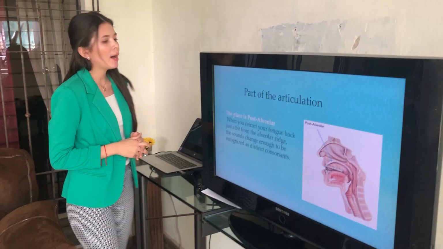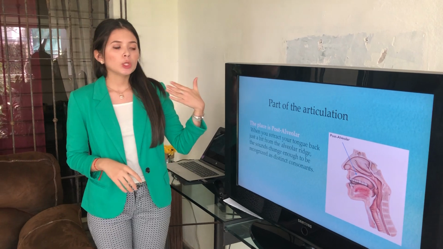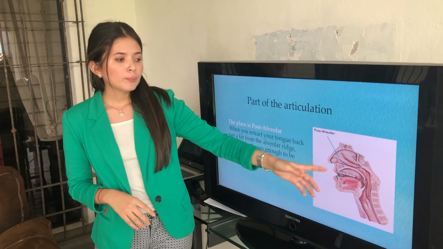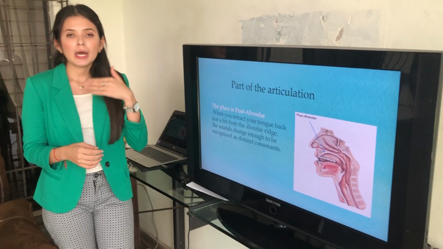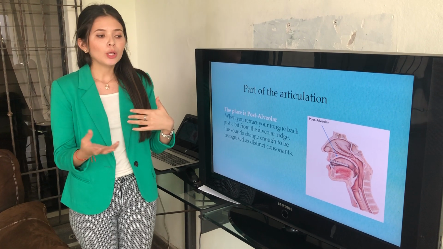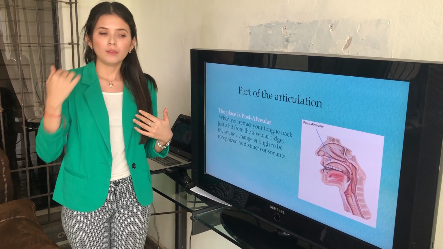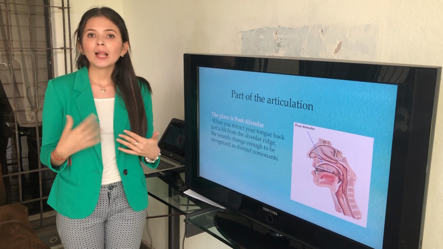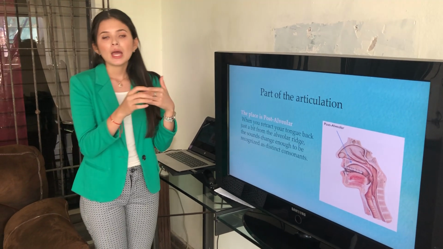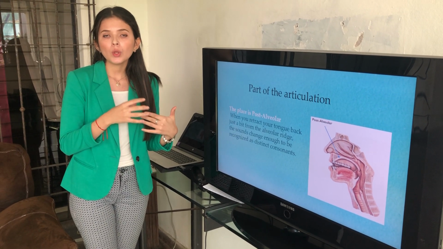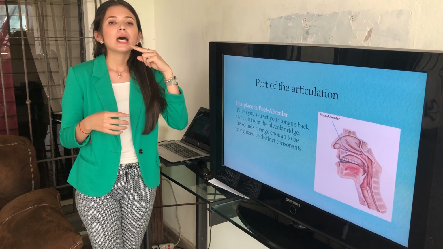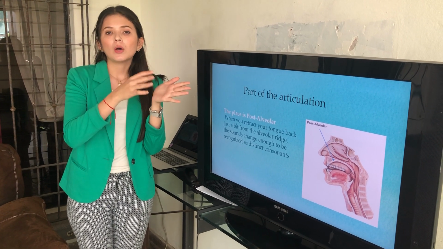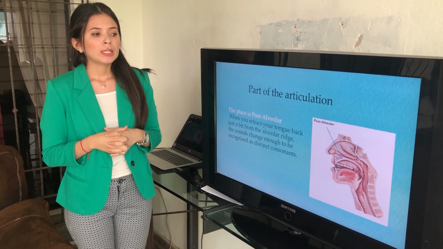Now we have the place of articulation. As I told you before, we are going to focus more on the post-alveolar. The post-alveolar is behind the alveolar ridge, also behind your upper teeth. Okay, but what is post-alveolar? Post-alveolar sounds are articulated with the tongue curled, almost touching or touching the alveolar ridge. Okay, that is post-alveolar.